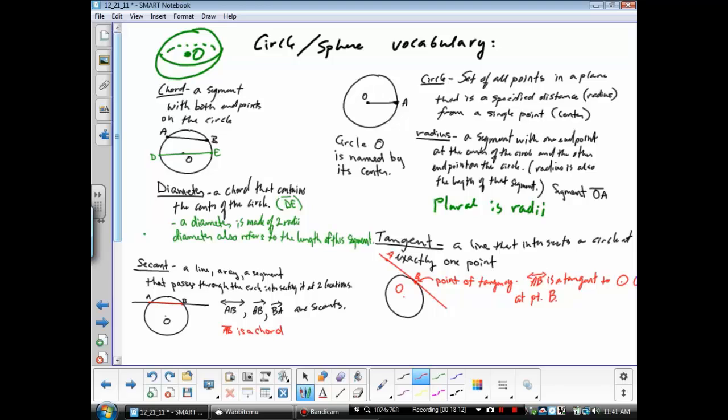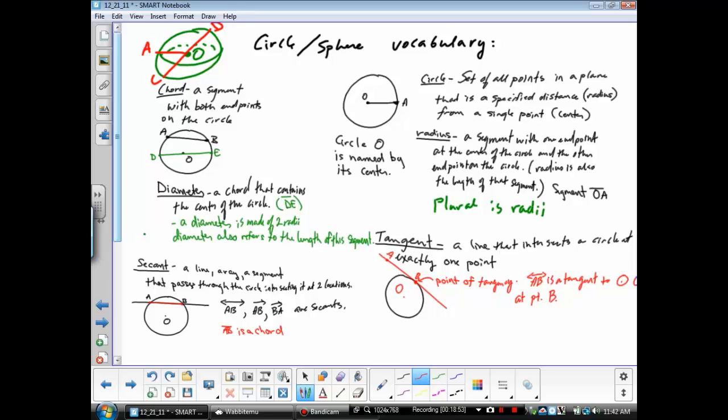You can have a radius to a sphere. Segment OA is a radius. You can have a diameter of a sphere. This goes through O and has endpoints on the sphere, C and D. So CD is a diameter. The diameter is made of 2 radii, OC and OD. So now I have 3 radii, okay? OC, OD, and OA.